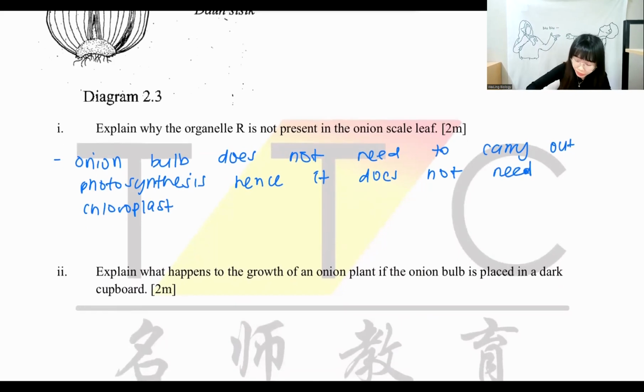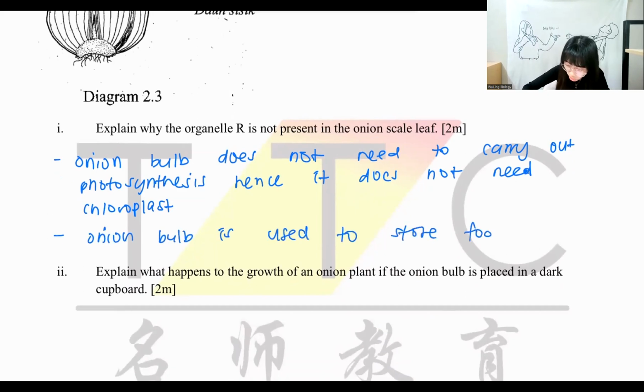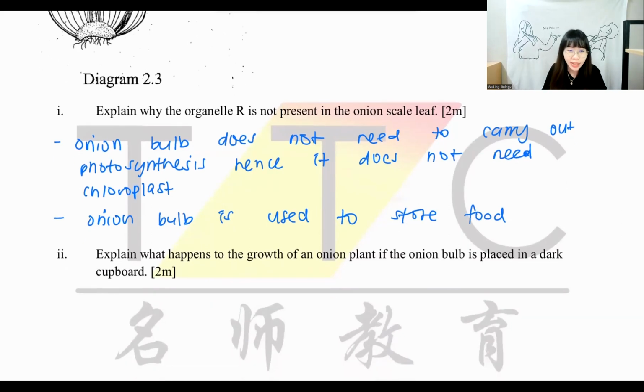And then you can say onion bulb is used to store food. Onion bulb is used to store food. That is a function of onion bulb. So onion bulb can survive even when there's no sunlight because they are not green in color. That's why I say not every plant has to be green color. Some plants are not green color because they don't even need to carry out photosynthesis.